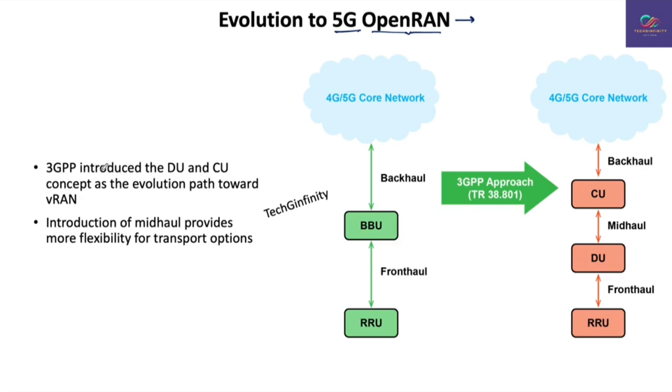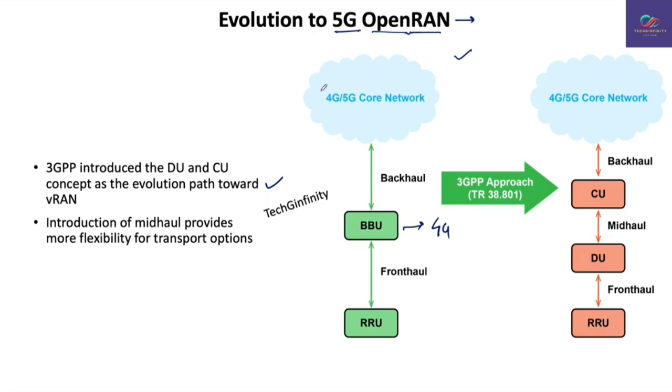As I have already told in the last slide, 3GPP introduced the DU-CU concept as the evolution path towards vRAN, that is virtualized RAN. If you see this architecture, this approach comes from the 38.801 specification, which talks about disaggregation of the BBU, which we had in legacy 4G technology. That BBU has been disaggregated into CU and DU, and then we have the radio unit.